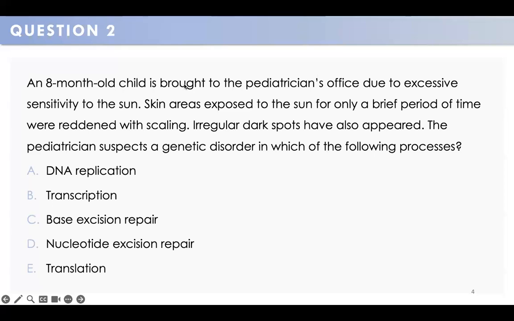An 8-month-old child is brought to the pediatrician office due to excessive sensitivity to the sun. Skin areas exposed to the sun for only a brief period of time were reddened with scaling. Irregular dark spots have also appeared. The pediatrician suspects a genetic disorder in which of the following processes? D. Excellent. Xeroderma pigmentosum is the diagnosis. So yes, it is the nucleotide excision repair.